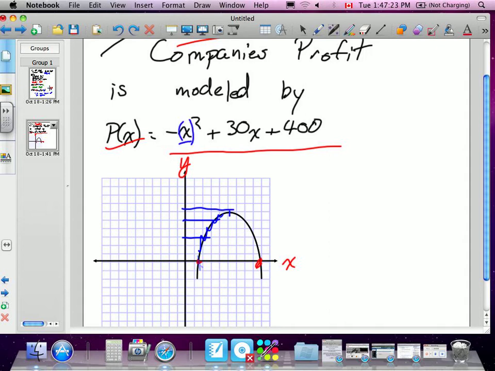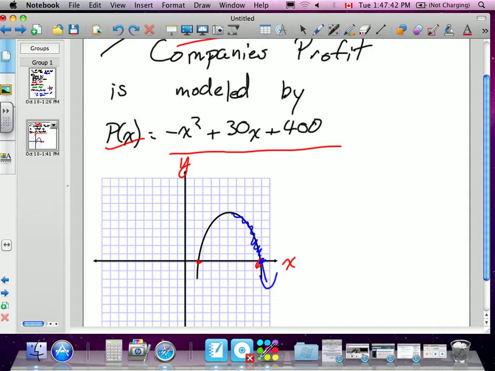So if I'm at this point, this is where I'll be at peak profit. This is where a company will be making the most possible money if this is the amount of the object they're making. And the farther we go along, eventually when they make too much of a product, they start to lose money again. We're going to actually try to go and figure out exactly what numbers those are.